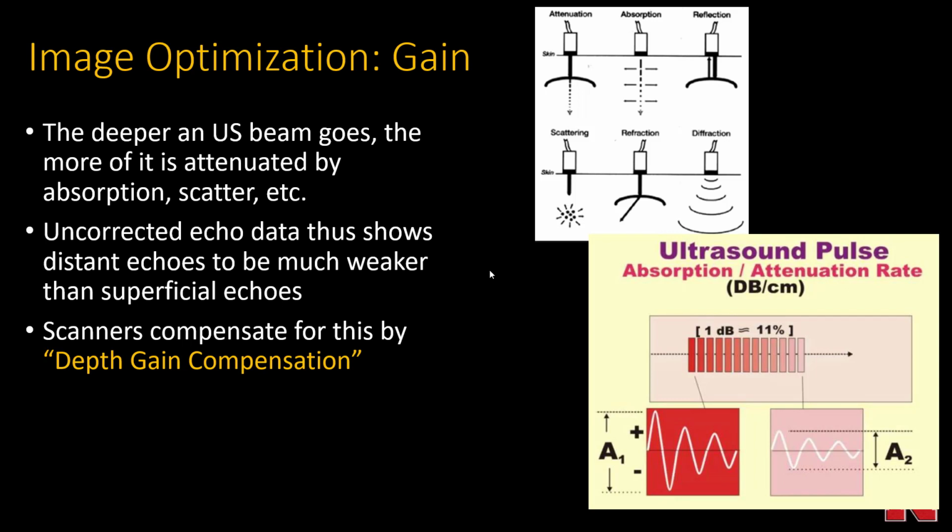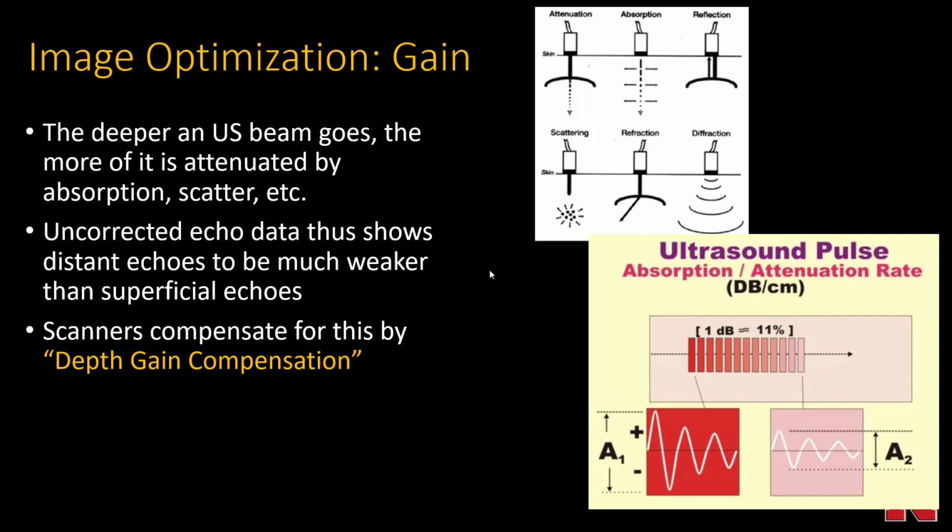The deeper an ultrasound beam goes, the more of it is attenuated by absorption and scatter. So uncorrected echo data shows distant echoes to be much weaker than superficial ones, even though it may be a stronger reflector at that deeper surface. So scanners can compensate for this by depth gain compensation.